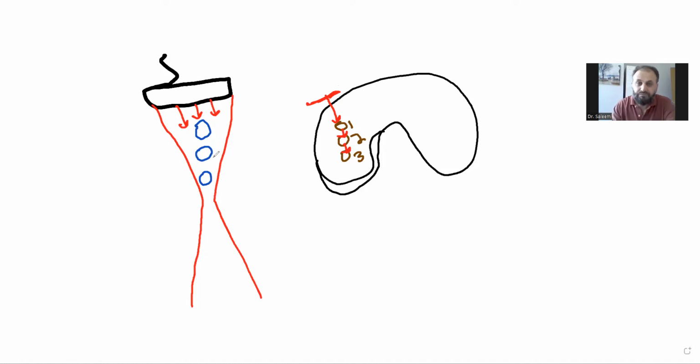Now, why do we need to know axial resolution? And which probe has better axial resolution, which one has bad axial resolution? So this way, we will know which probe to be used.